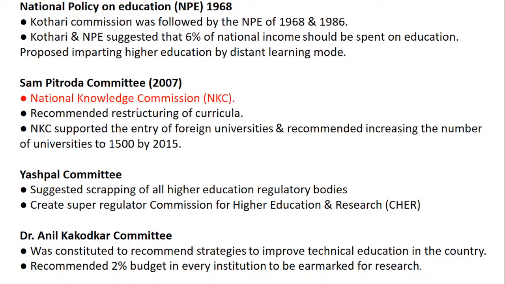Then yes, now National Policy on Education. So for National Policy, you have a lot of emphasis on 2020, but yes, there are certain questions seen on 1968 and 86. So the years you also have to keep in mind. Okay, the Kothari Commission was followed by the National Education Policy of 68 and 86, and it suggested 6% of national income to be spent on education, which will help to impart higher education. That is by the help of what? Distance mode. Now distance mode was brought up by the policy of 1968.